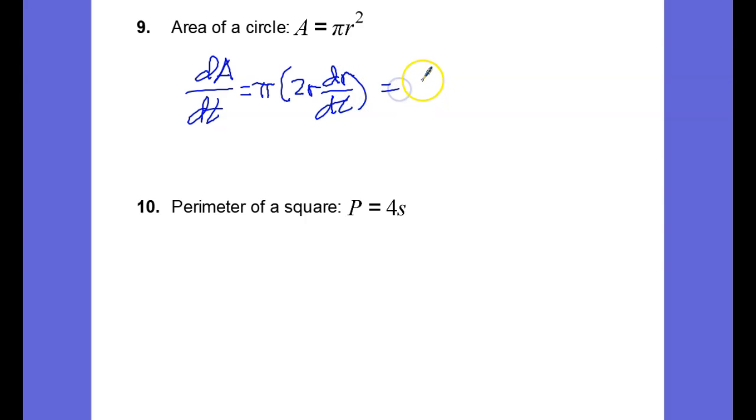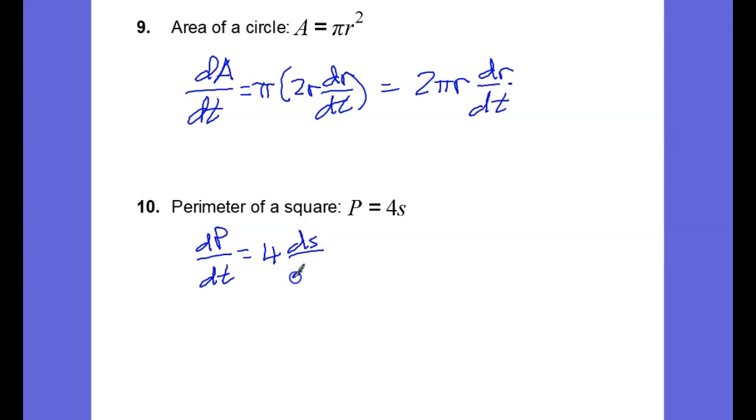In number 9, we have the area of a circle, a function of the radius. And so we have dA/dt is equal to pi times 2r dr/dt, and this is equal to 2 pi r dr/dt. The perimeter of a square, P equals 4s, is going to be dP/dt is equal to 4 times ds/dt.